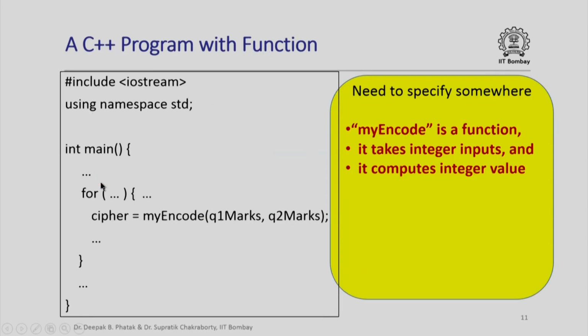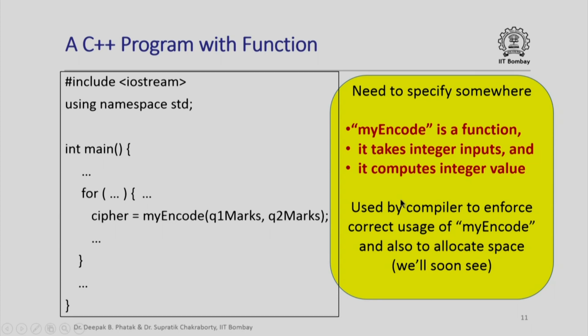Well, so I could now use this statement in my program where I am invoking my encode, but I need to specify somewhere in my program file that my encode is a function, that it takes integer inputs and that it computes integer values. Why is it necessary to specify this explicitly? Because this is going to be used by the compiler to enforce that my encode is always used in the correct way. We do not want to provide a string as an input to my encode, and it is also used by the compiler to allocate space for the return value of my encode and also space on what is called the activation frame, which we will see in a later lecture.